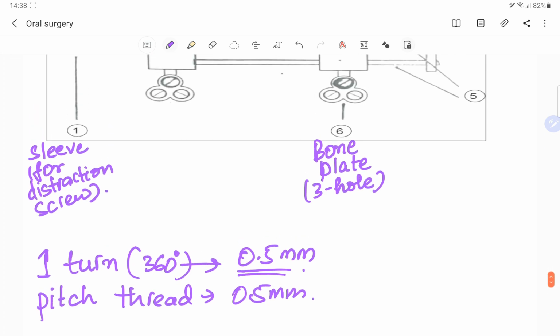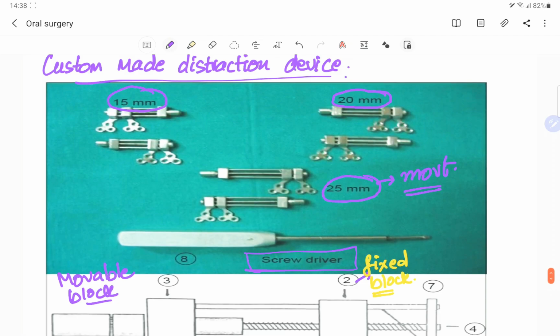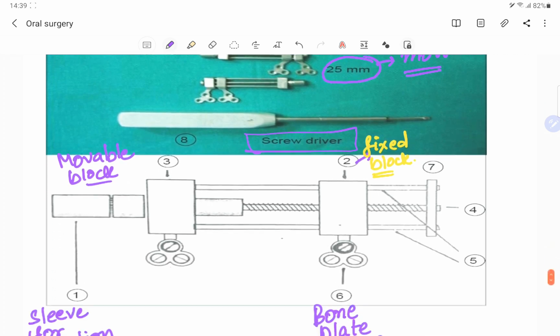And see, whatever appliance you are attaching, based on that the movement will occur. So the 15 millimeter will do the movement up to 15 millimeters, the 25 one will do the distraction up to 25 millimeters. So next one we have, the third one is the movable block. Fourth one is this rod, as you can see, this central rod. So this is the fourth one.